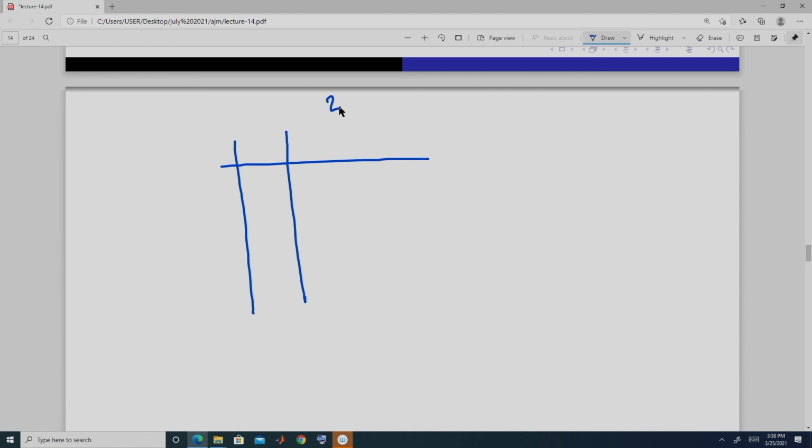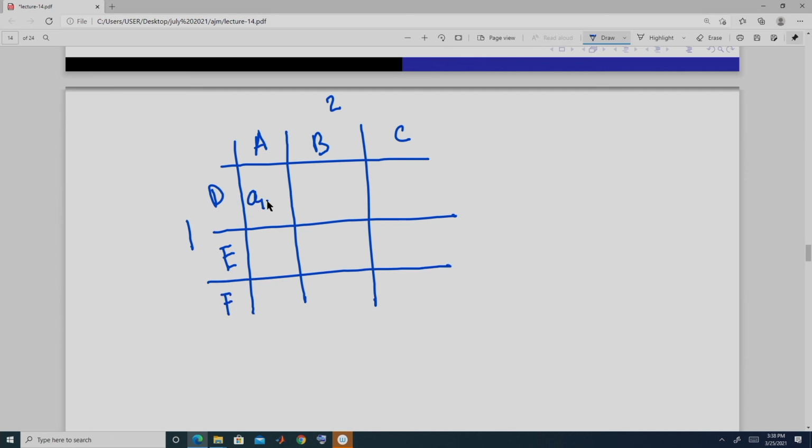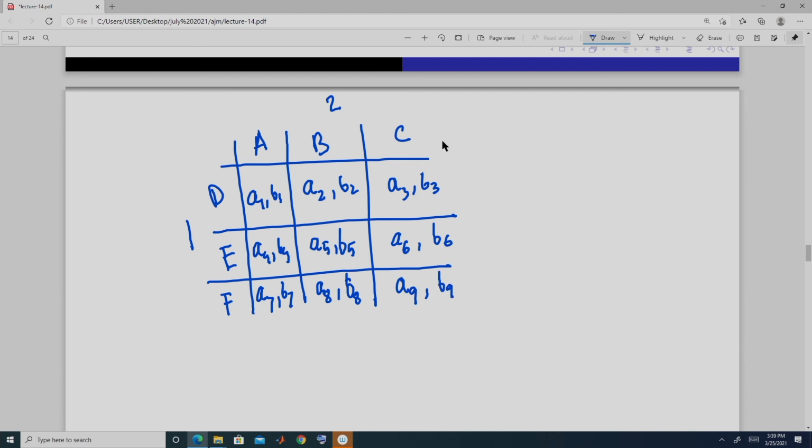Now let us take a game where there are two players, player 1 and player 2, and suppose the strategies of player 1 are A, B and C. And the strategies of player 2 are D, E and F, and the payoffs are A1, B1, A2, B2, A3, B3, A4, B4, A5, B5, A6, B6, A7, B7, A8, B8, A9, B9.